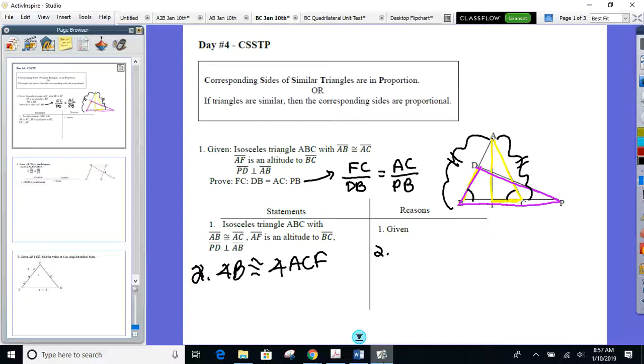Only in what type of figure? In a triangle, yep. In a triangle, congruent angles are across from congruent sides.